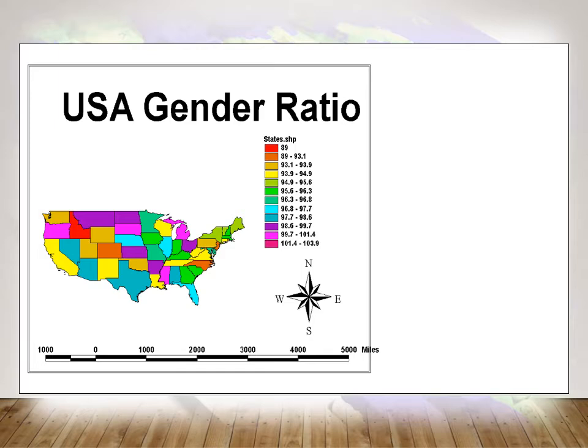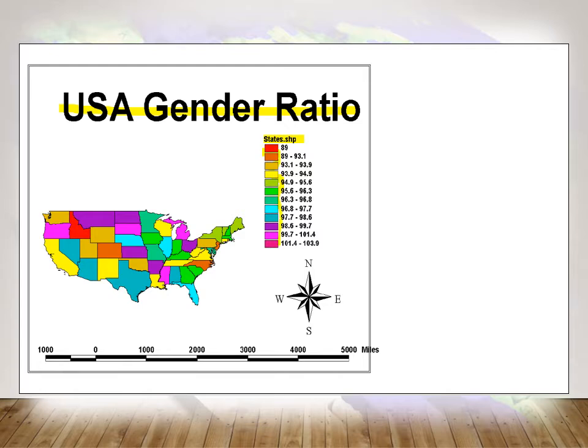This map has a lot of problems. First of all, let's see if you can figure this out. First of all, the title is way too big. They use states.shape, so they didn't rename that heading. They use way too many colors. I don't even know what they're trying to plot.